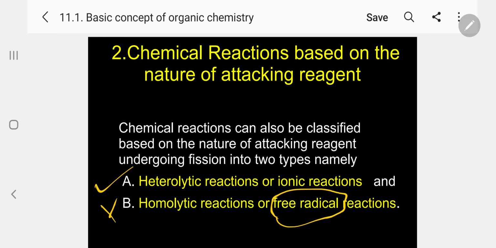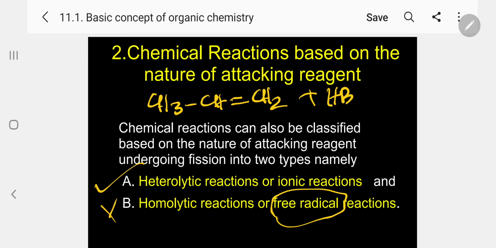So we are interested only in heterolytic reactions. A simple example: I take propene plus HBr addition reaction. So what will happen now? HBr will cleave in the form of H plus and Br minus. H plus is called the electrophile, Br minus is the nucleophile.